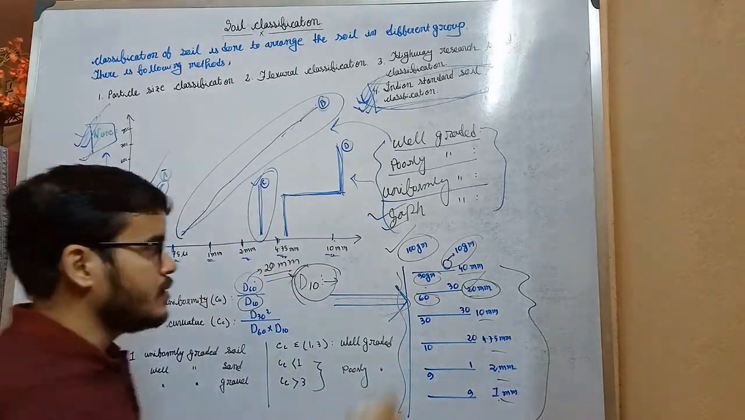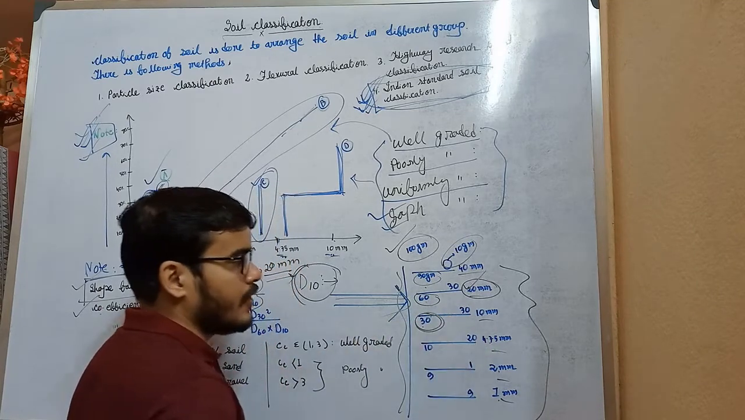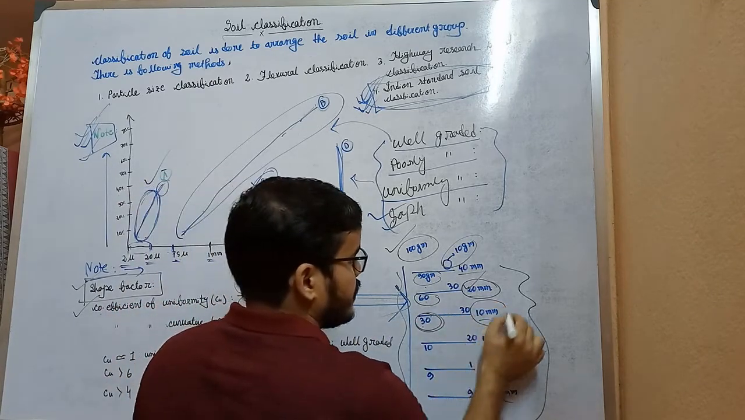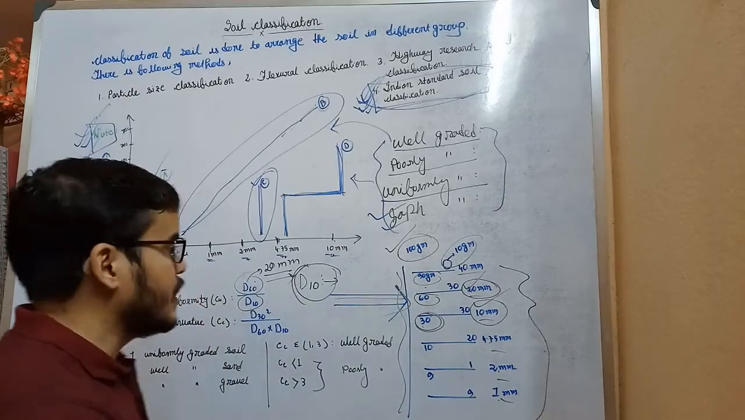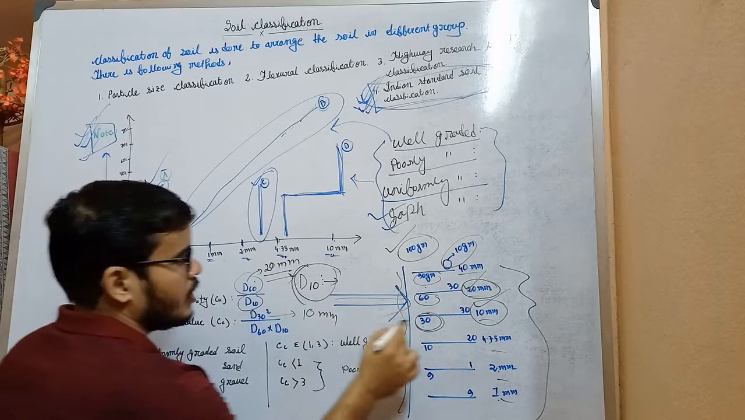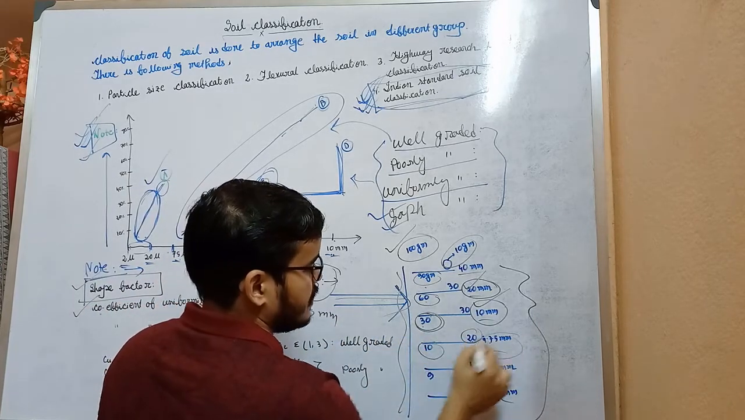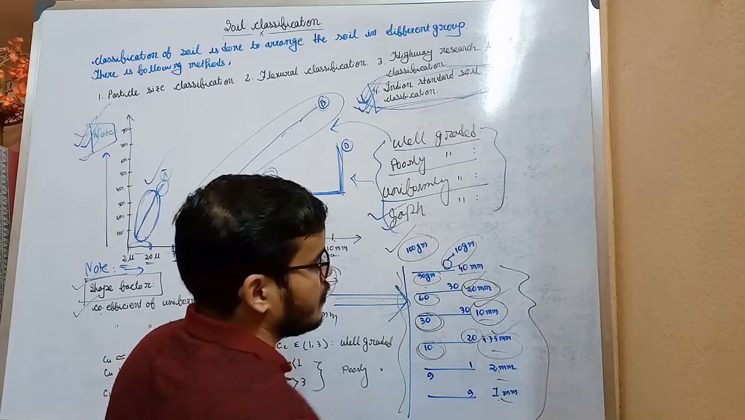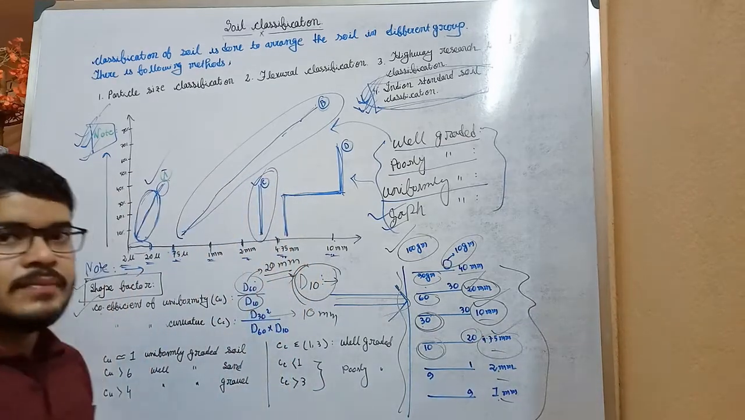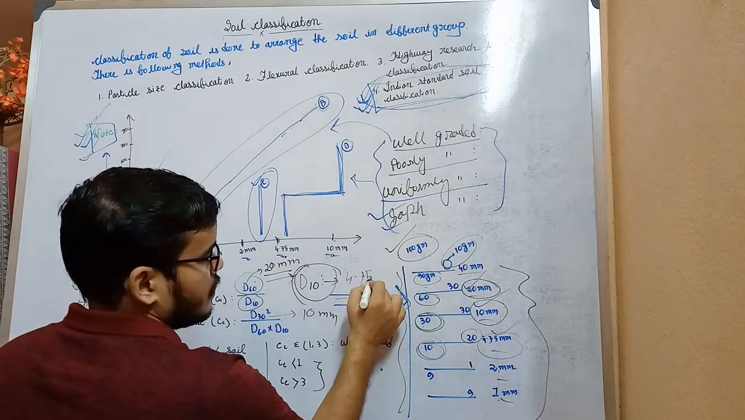Now 30 retained, 30 passed, that means 30% of particles are finer than this 10 millimeter sieve. That means D30 equals 10 millimeter. Now 20 retained here and 10 passed, that means 10% of particles are finer than 4.75 millimeter, that means D10 equals 4.75 millimeter.